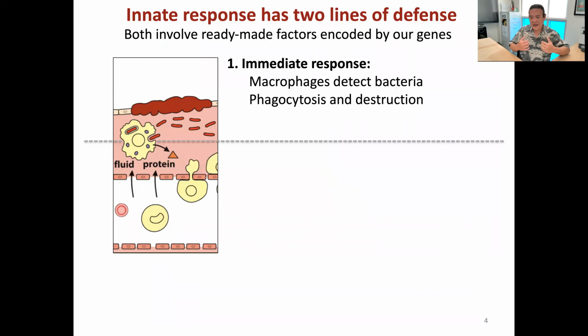So when you have microbes, such as bacteria or other types of particles like viruses, that breach or get through these barriers, right? That's when our innate immune response has to kick in. And again, our innate immune response is our first sort of immune response to infection.